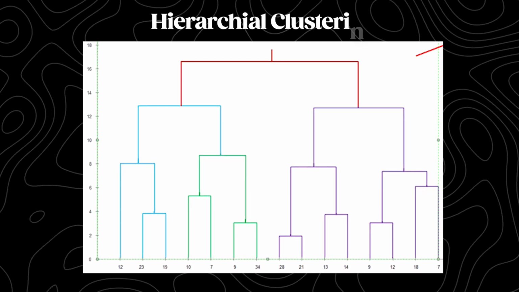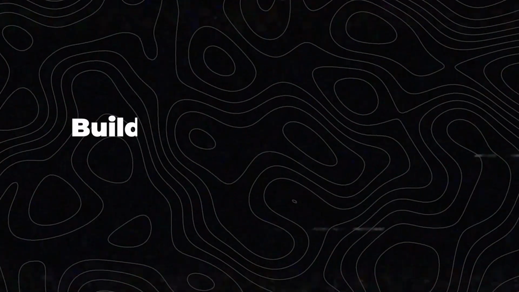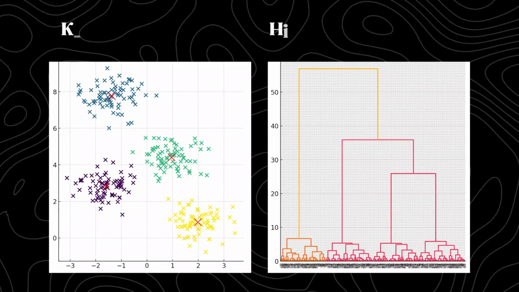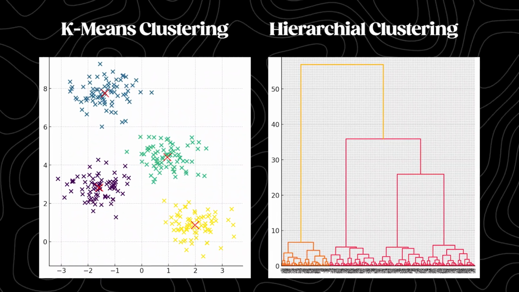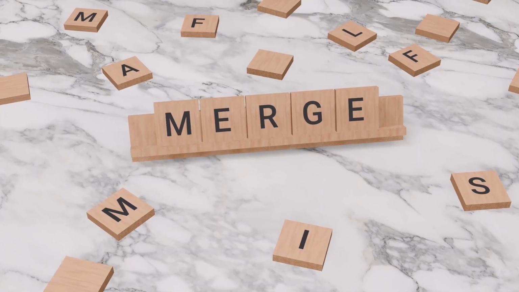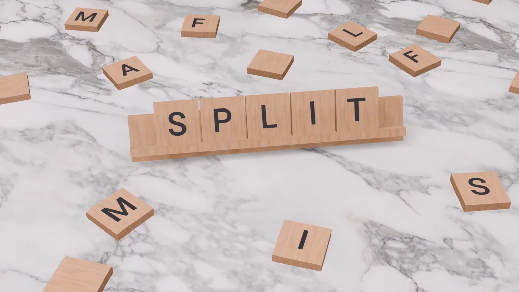Hierarchical clustering. Hierarchical clustering is another widely used technique that builds a tree-like structure of clusters, known as a dendrogram. Unlike K-means, hierarchical clustering doesn't require a predetermined number of clusters. It works by progressively merging or splitting clusters based on their proximity to one another.